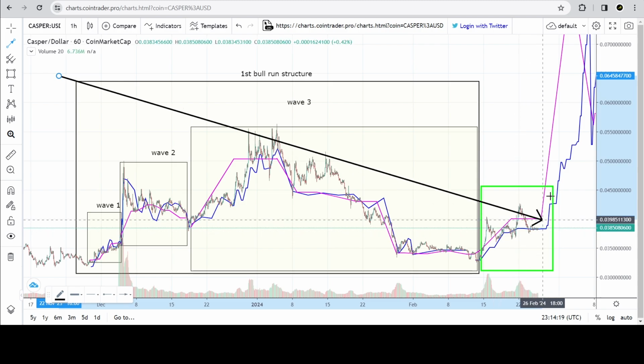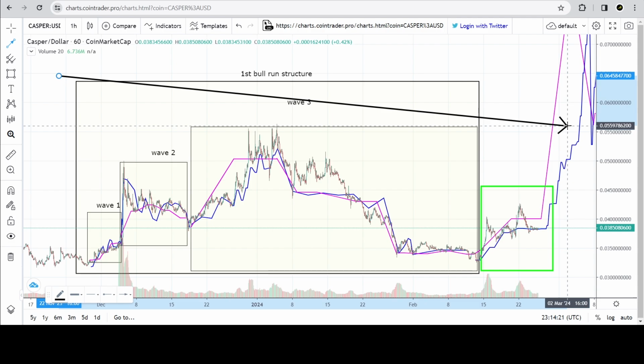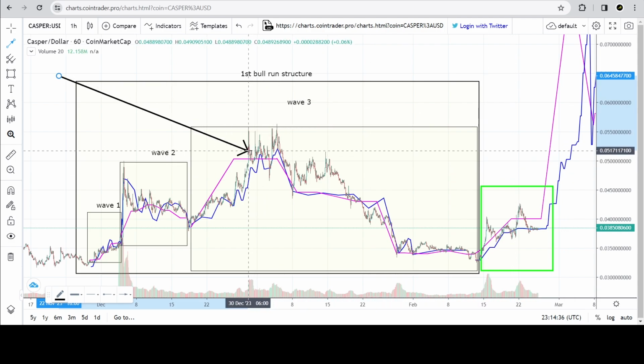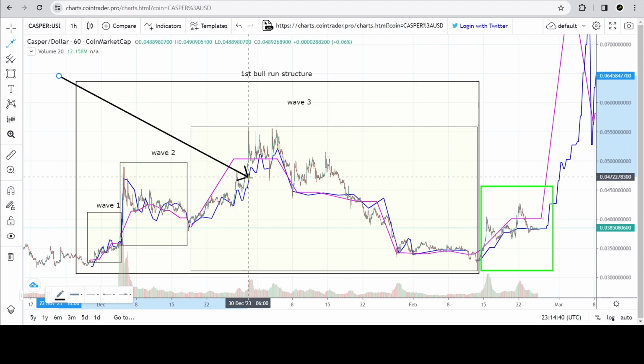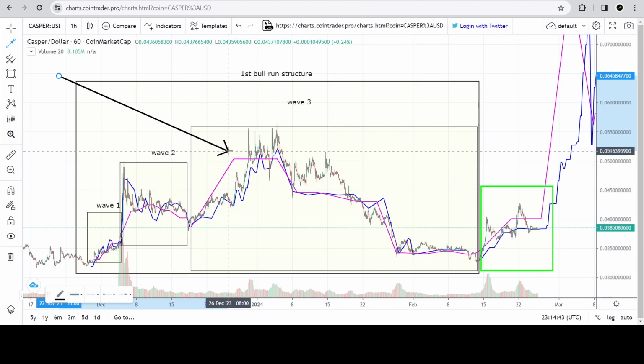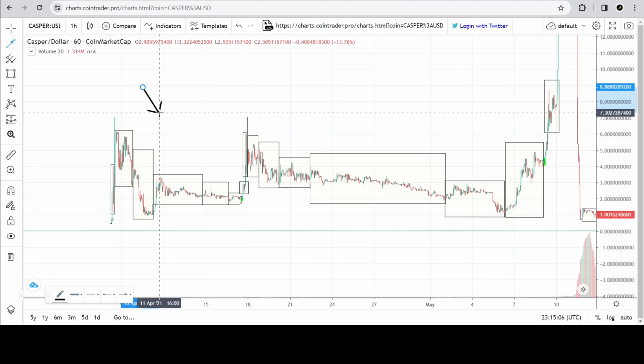So this is the move up really into the next structure, the way I break the fractals down. Now, where am I pulling this data from, and what are these two different fractals? Well, to answer that question, we need to go back in time to the beginning of the Casper chart. So this, folks, is the beginning of the Casper chart. Now, you're not going to find this on TradingView. I am using CoinTrader Pro. CoinTrader Pro allows me to go further back in time.